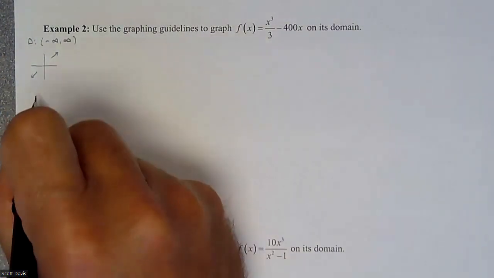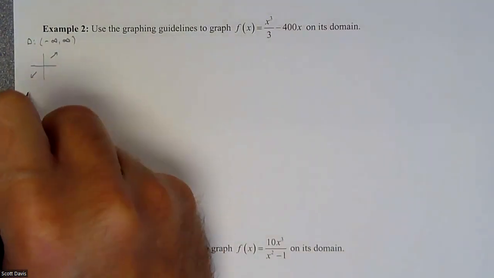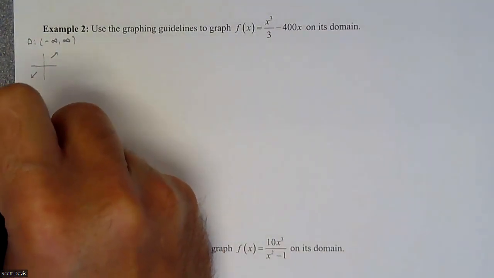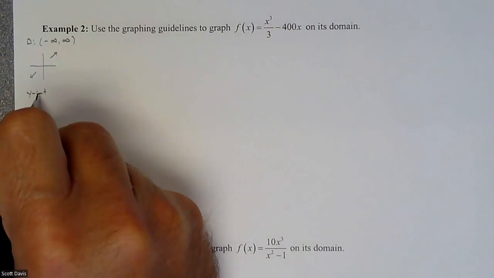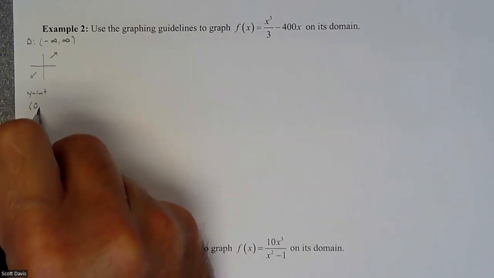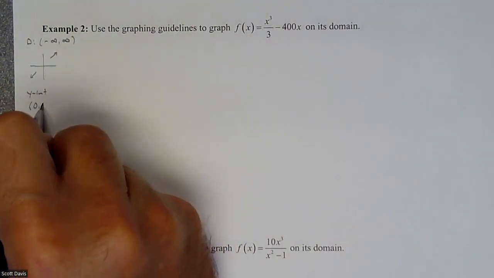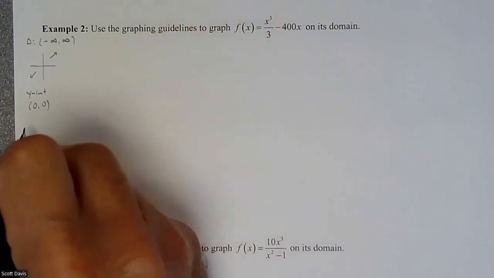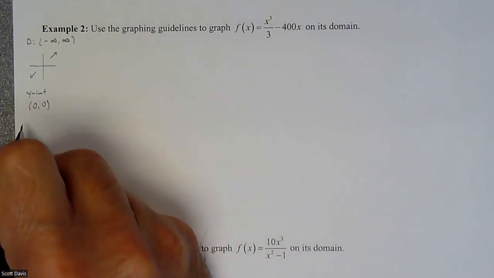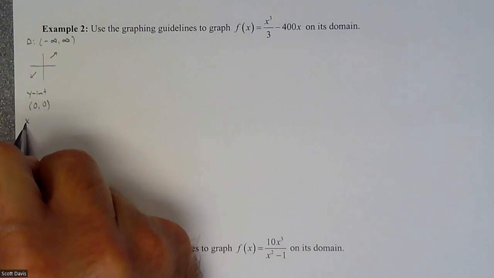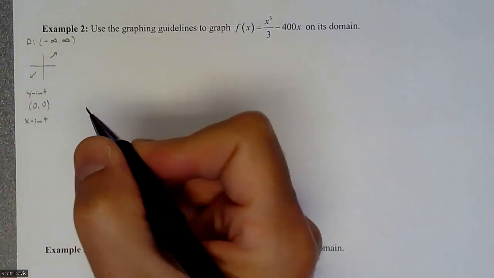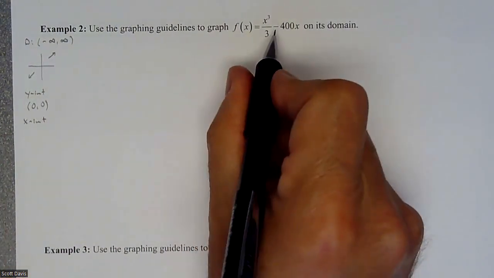x-intercepts, which we're going to have to do a little bit of math on. So before we do that, let's do our y-intercept. If we do a y-intercept, we would be plugging in 0 and we would get out 0. And so for our x-intercept, we would be taking this equation and setting it equal to 0.